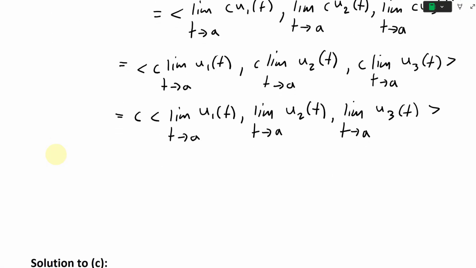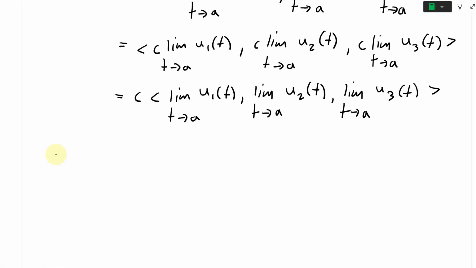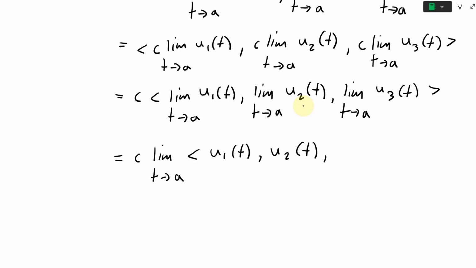All right. And then finally, we can go from here in the reverse direction of the definition. So this limit of the components is just the same thing as the limit of the full vector function, or we take that out first. So this equals c times the limit as t approaches a of u1(t), u2(t), u3(t). All right, so that's what we have.